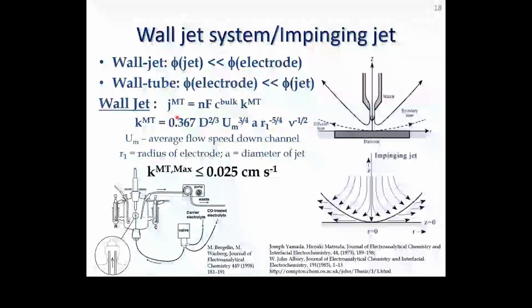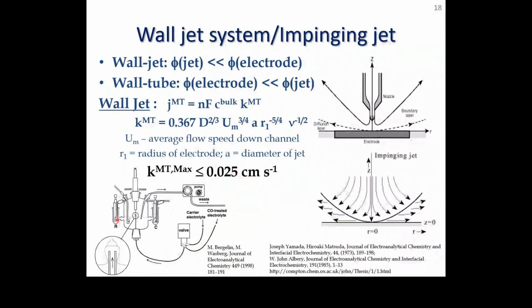And the mass transport rate is dependent upon the diffusion coefficient. Again, it's dependent upon the 3/4 power of the average velocity of the liquid down through the tube. And it's also dependent upon both the diameter of the tube and also the diameter of the electrode and the kinematic viscosity of the electrolyte. And with this system, we can achieve about a 4-fold improvement over what's seen for the rotating disc electrode.